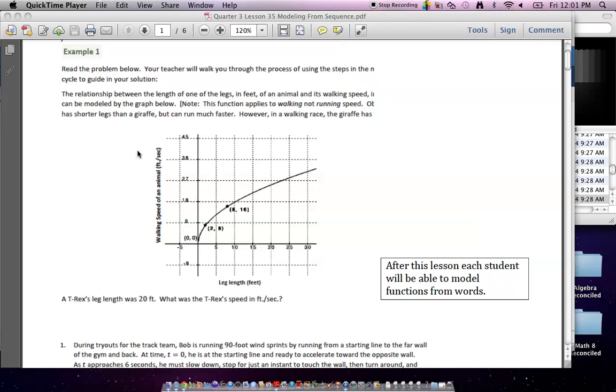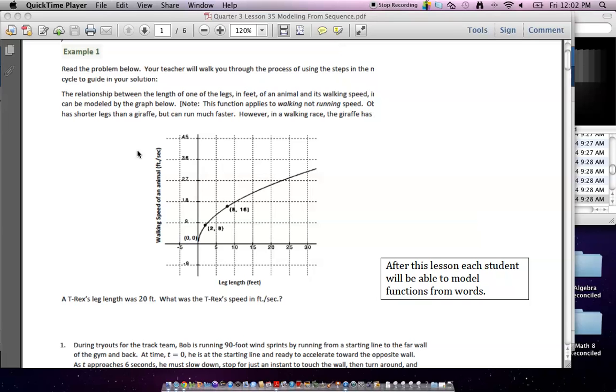So let's go through and read. Look, this is just, it's about analyzing graphs. It's about looking at data and sequences and seeing what information we can possibly gather or garner from the particular stuff that they're giving. So it says here, read the problem below. And it talks about the relationship between the length of a leg of an animal in feet, and the animal's walking speed, not running speed, walking speed.